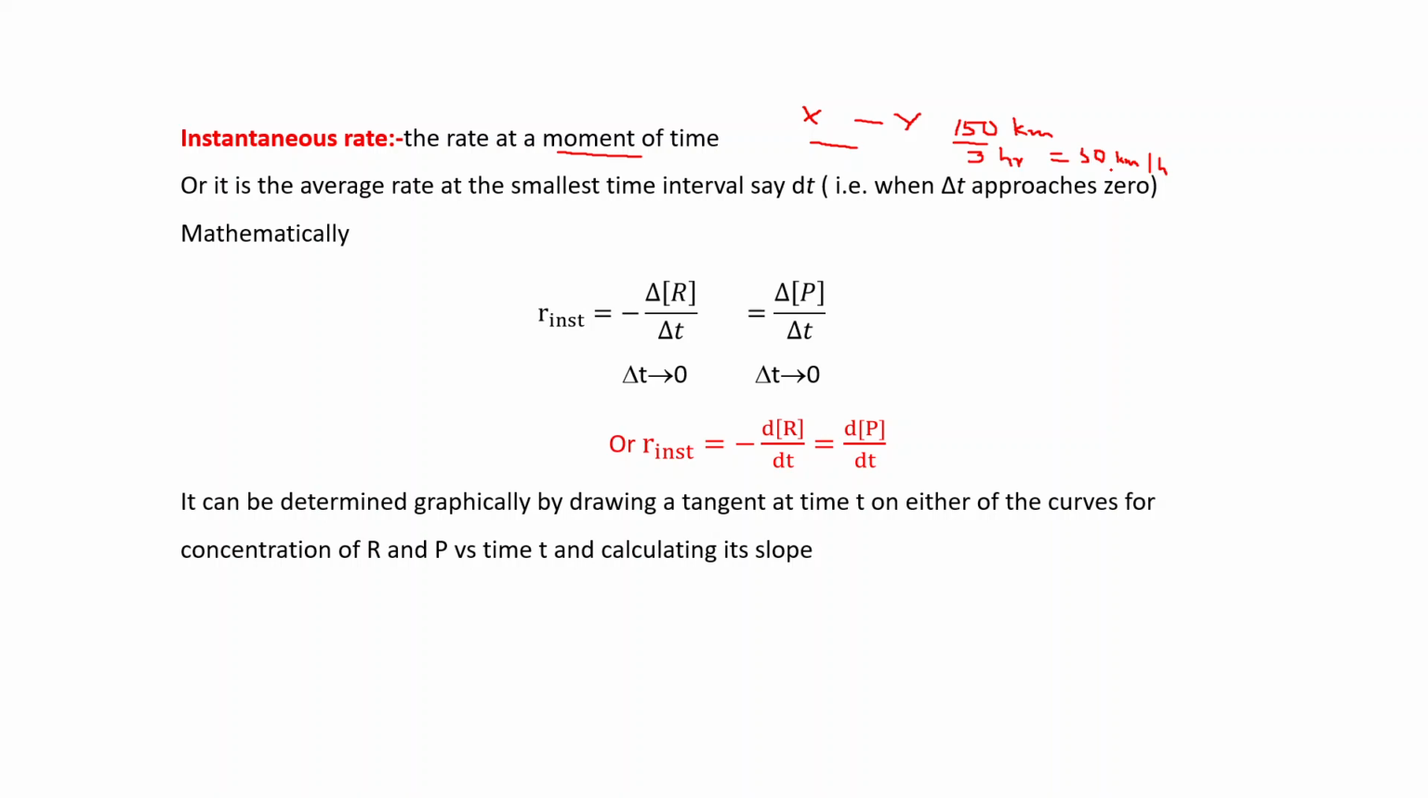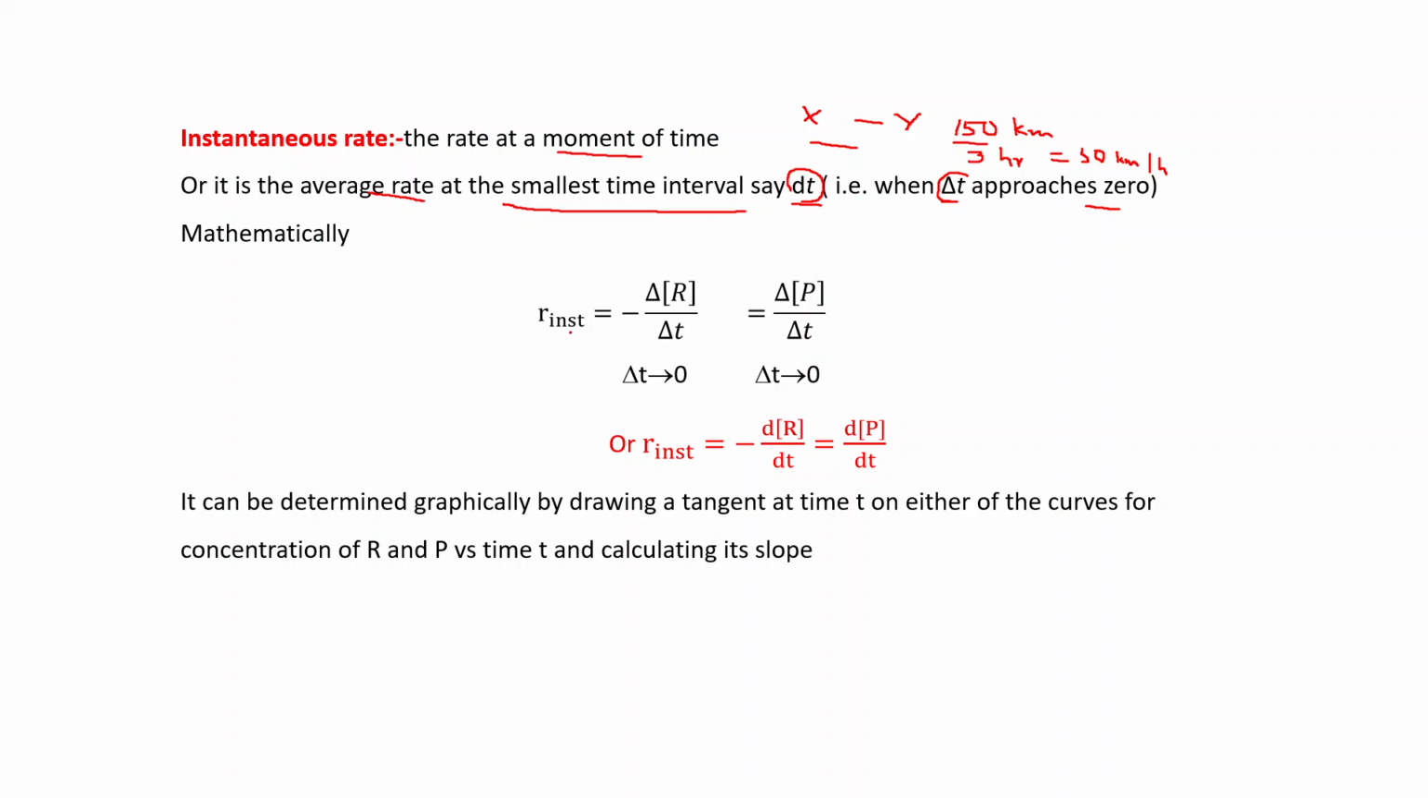Clear? The speed at a particular instant in a speedometer gives the instantaneous speed. In the same way, we can find the instantaneous rate of reaction, that is, the rate of reaction at a particular moment of time. Or we can say it is the average rate over the smallest time interval, say dt. Here delta represents the change, but if delta t approaches 0, meaning the change is very small, it is represented as dt.